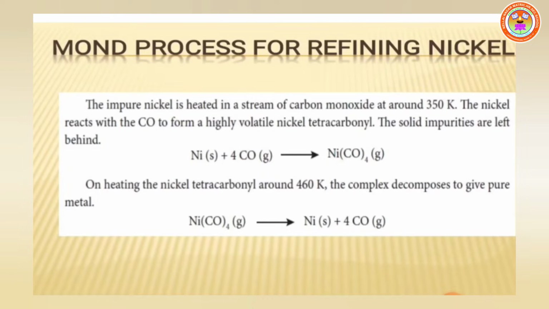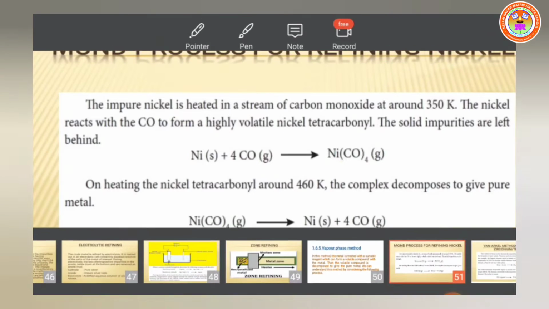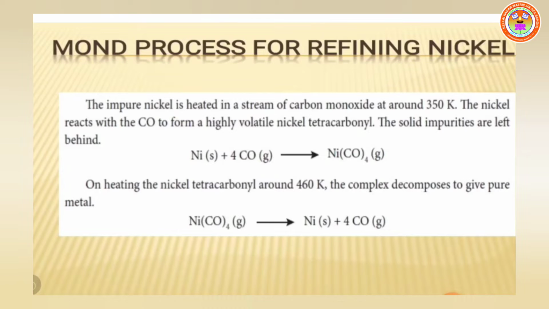In this method, the impure nickel metal is heated with carbon monoxide, CO, around 350 Kelvin. At 350 Kelvin, a volatile nickel tetracarbonyl, Ni(CO)4, will be formed. Then the solid impurities are left behind. The impurities will not react with carbon monoxide.